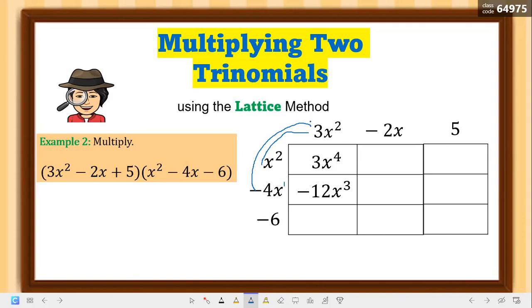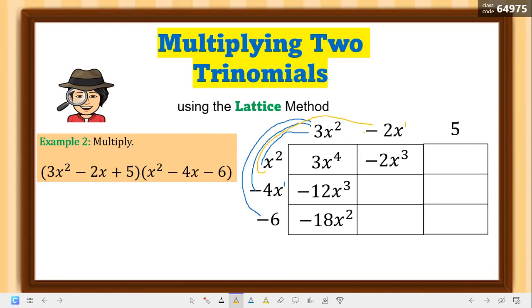O, dito tayo. 3x squared times negative 6. Negative 18x squared. Okay, very good. Since wala namang x si negative 6, wala kang pwedeng add kay x squared, kaya copy mo lang siya. O, dito tayo sa second term na tayo. Negative 2x times x squared. Negative 2x cubed. Okay, very good. Remember, meron dito exponent na 1.